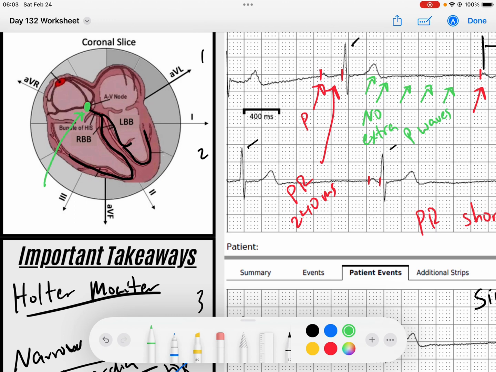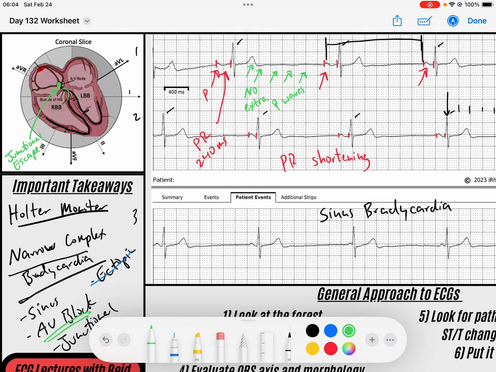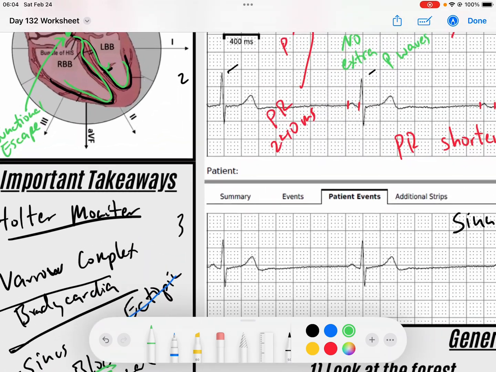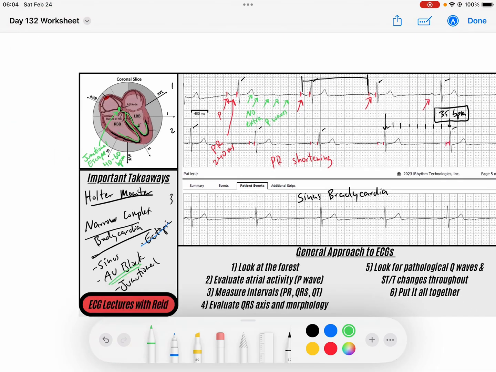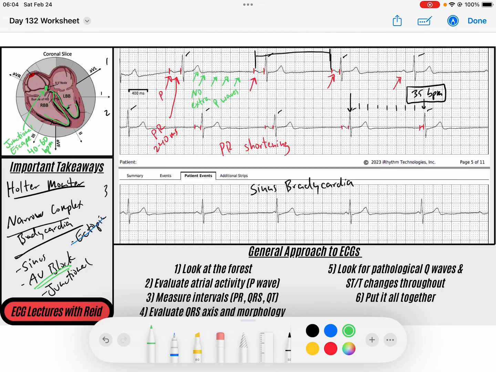And those junctional escapes, what are they going to look like? First, they're going to be narrow, right, because if they beat, they're going to send signal down the His-Purkinje system just like normal. And also their rhythm is typically at a rate of 40 to 60 beats per minute.